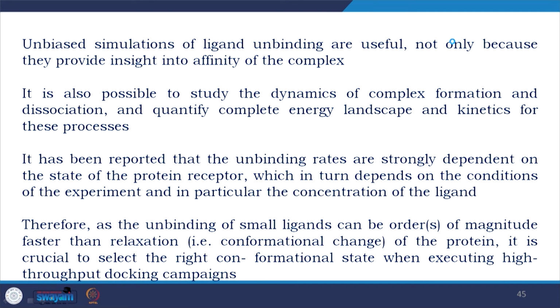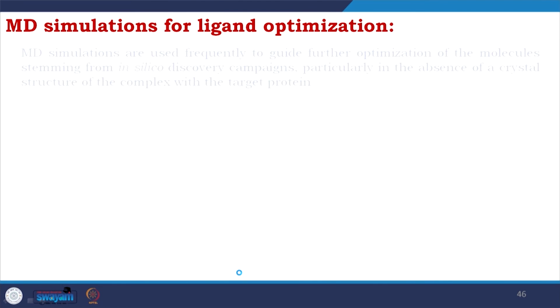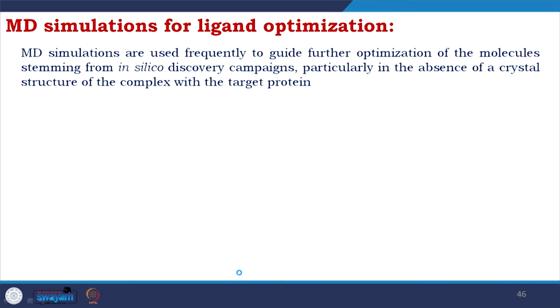Therefore, as the unbinding of small ligands can be orders of magnitude faster than relaxation of the protein, it is crucial to select the right conformational state when executing high throughput docking campaigns. MD simulation for ligand optimization.